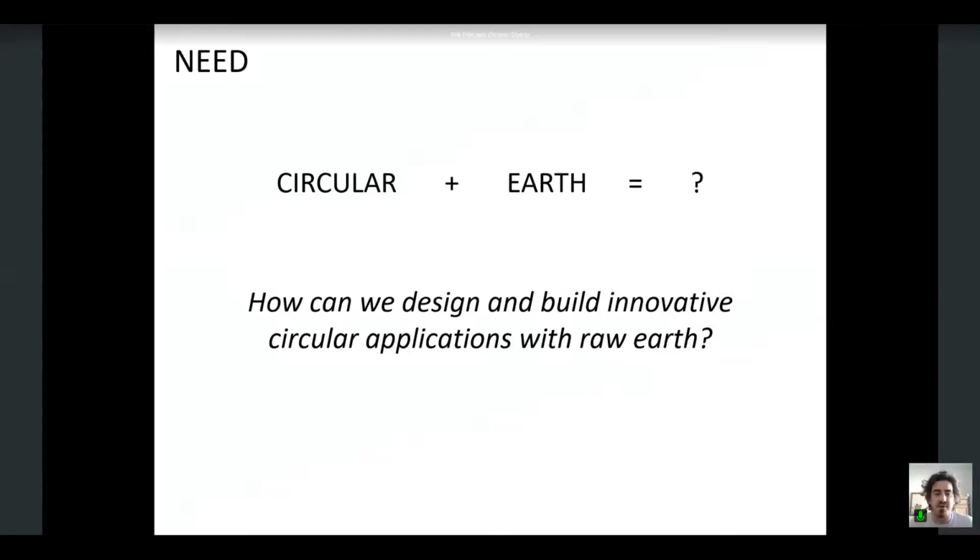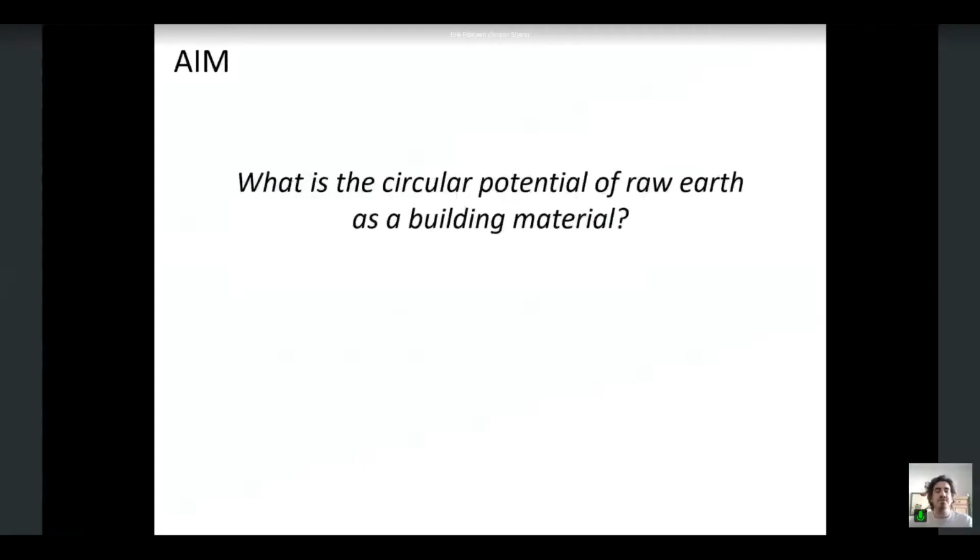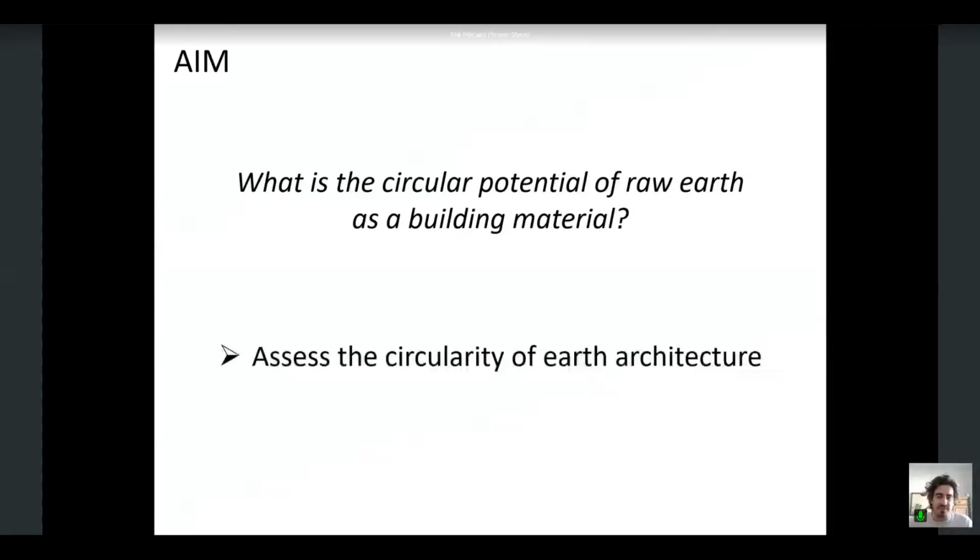However, little is known about how to design and build with this material in a circular context. So first, we need to understand what can be the role and the potential of raw earth in the circular built environment. And therefore, the aim of this research was to fill this gap by assessing the circularity of earth architecture.